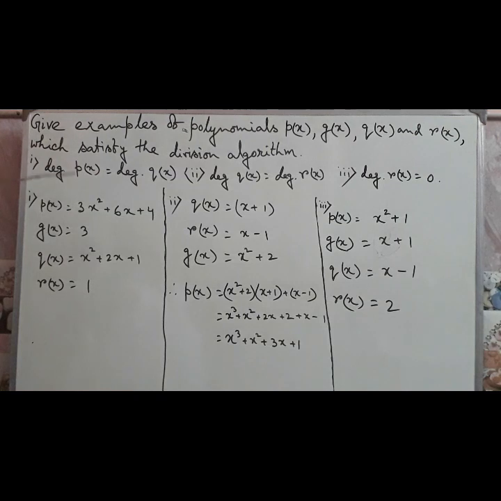The first case, degree of the polynomial dividend is equal to degree of quotient. So if we divide the dividend by a constant term, then the degree of the quotient and degree of the dividend will be same. In both these 2 cases you can see the degree is 2.